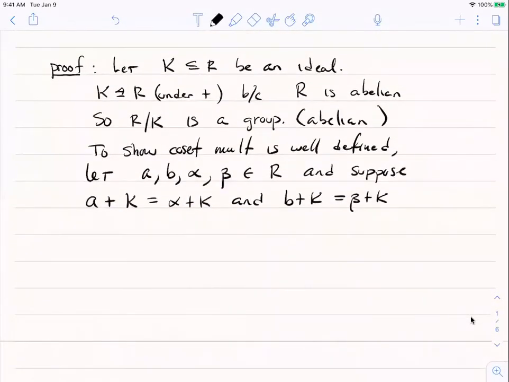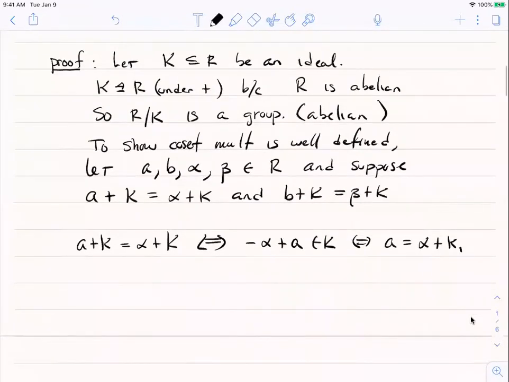If the coset containing A is equal to the coset containing alpha, that's true if and only if, I'll write this out in careful notation, the inverse of alpha in the group R combined with A belongs to K. So that's if and only if A is equal to alpha plus, say, little k1, where little k1 is in K. Sorry about running out of room, but I'm just going to write that down here. Little k1 belongs to K.